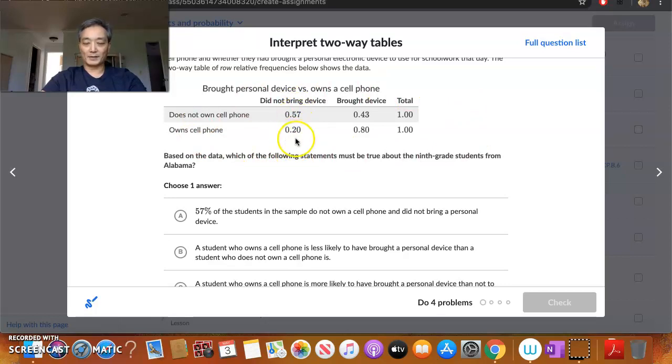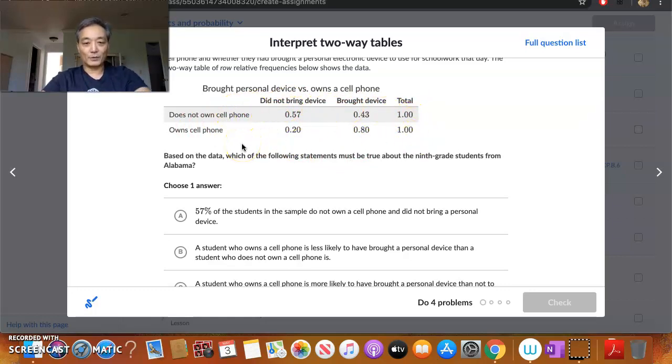Okay, it doesn't make any sense because this does not mean that 0.57 of the students did not bring it and 0.20 did. These two numbers only relate to their rows, not to the columns. That's why they don't add up to 1 for the columns. Is that clear, guys? So we can't make any inferences based upon columns here. We can only make conclusions based upon the rows.